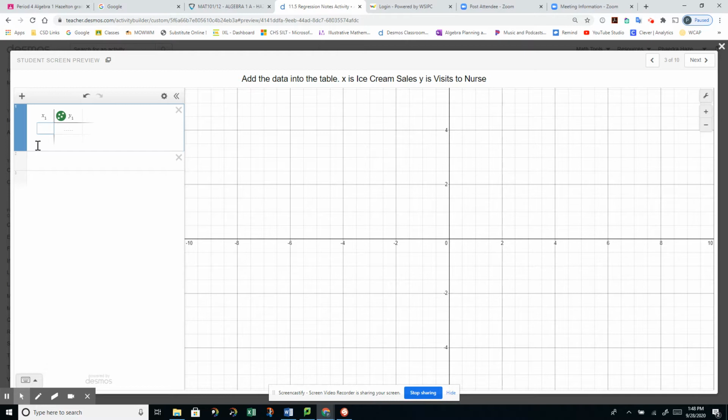And my data was 245, 10. 245 for an x is going to be the price of your ice cream sales, and then there were 66 people going to the nurse. And then x2 and y2. So the next point was 45 and 0.25, and then there's 17 people that went to the nurse. And so forth, and you're going to go through and add that. So you're going to keep adding. So this is where you pause the video and you get this.